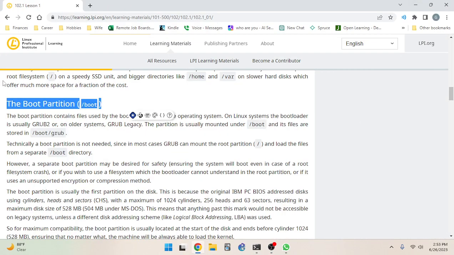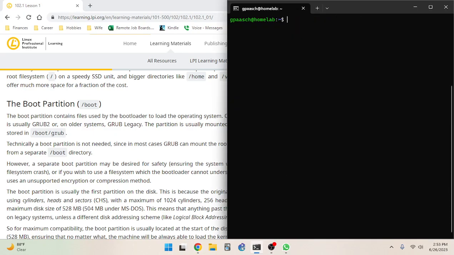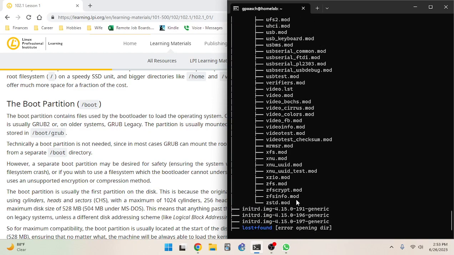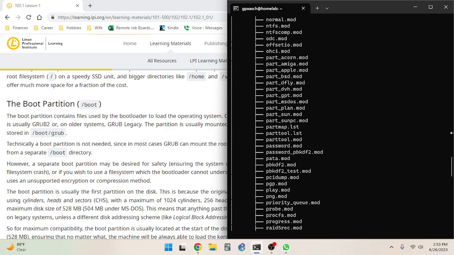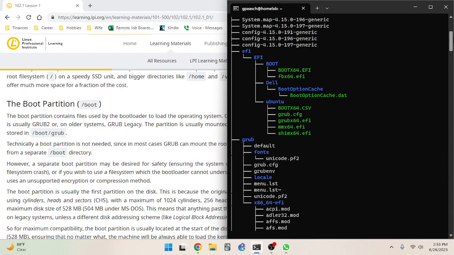All right, welcome back. So next we're going to read about the boot partition, which is /boot. Let's take a look at the boot partition before moving on, on my home lab. All right, so here's the boot partition. See a lot of .mod files and a lot of .efi files. Should know what those are based on the prior reading.